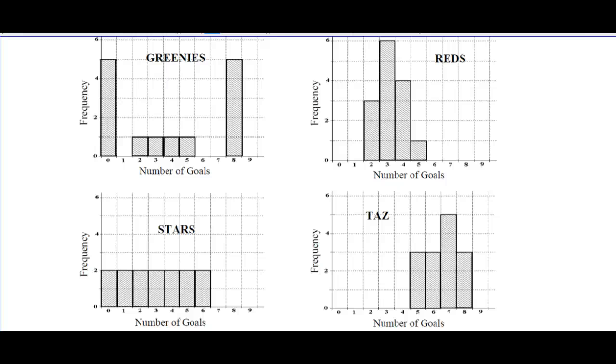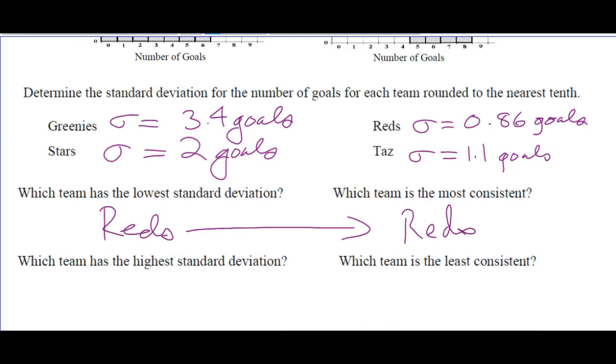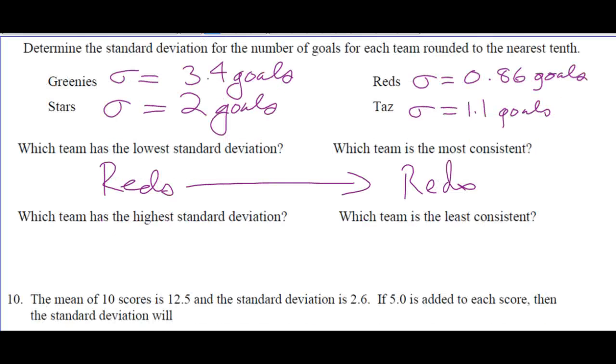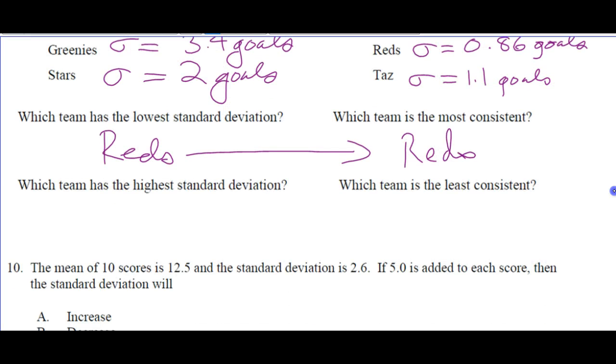Reds are the most consistent, right? Their mean lies in here. They're the closest to the mean. Okay? The Taz are second most consistent, right? Because they're grouped. So which team has the highest standard deviation? Greenies. So what does that mean? They are the least consistent.